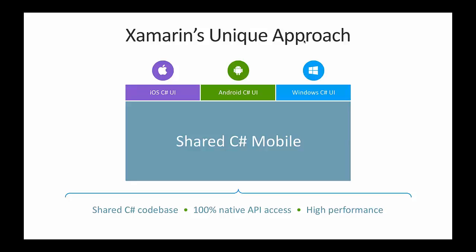It is a solution where you get to share a large amount of C# code. Those are business logic and UI logic shared across all three platforms, but you can build your UI completely natively. When I say natively, if you were to build an application using Objective-C or Swift, your native UI would be on Storyboard. And if you are building a native application for Android in Java, your native UI is going to be on XML.